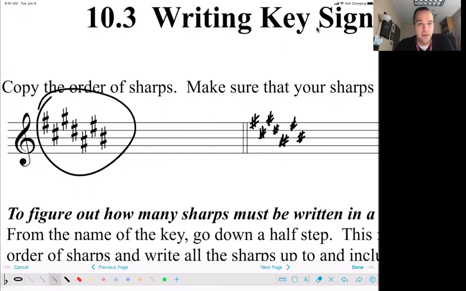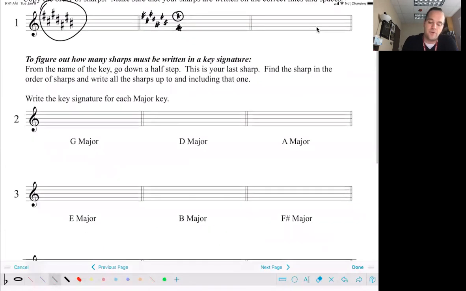So if you do it the opposite way, for instance the first sharp, you could put an F down here instead of up here, but that would be wrong. It needs to be up here. That's the spot that it's supposed to be. Okay, so you can practice doing that.